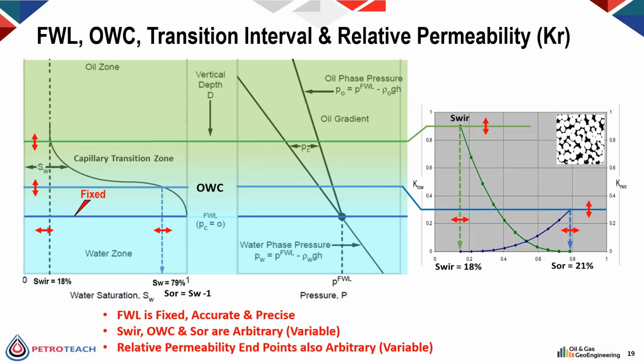So when you're looking at this figure, remember that the free water level is fixed and very accurate and should be very precise because it's the intersection between two gradients. The irreducible water, the oil-water contact, and the irreducible oil saturation are arbitrary numbers, and they can vary. That's why I put these little red arrows that move around, because these can change. The one that is fixed is the free water level. And of course, as you move the oil-water contact, you can see that it immediately has an impact on your relative permeability curve.